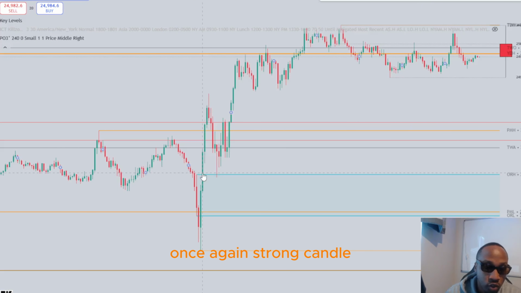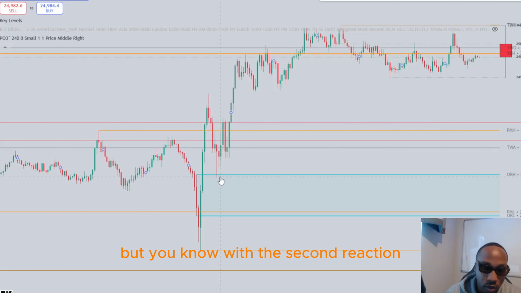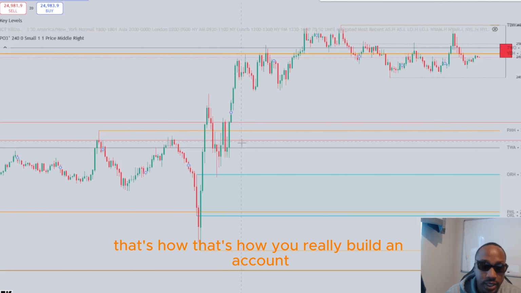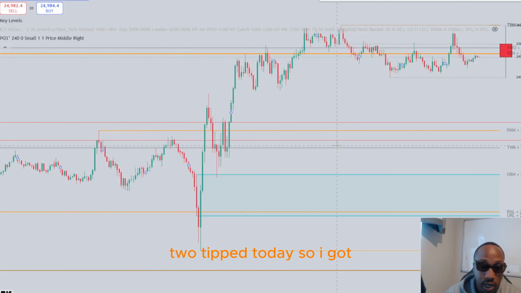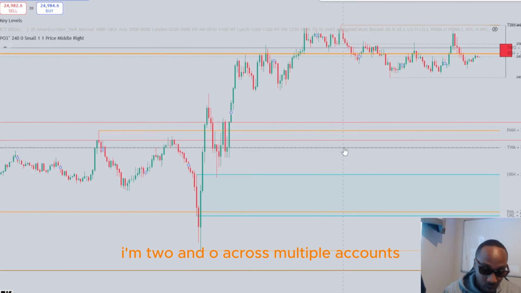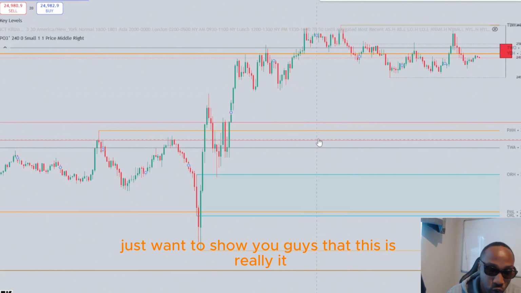Once again, strong candle, a retest of the candle or the box. Usually I'm in on that first push outside the box, but with the second reaction, that's how you really build an account. So this was a good move right here, guys. Can't complain. Two tipped it today, so I'm 2-0 across multiple accounts, multiple firms. Just want to show you guys that this is really it.